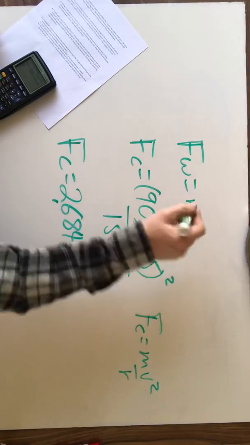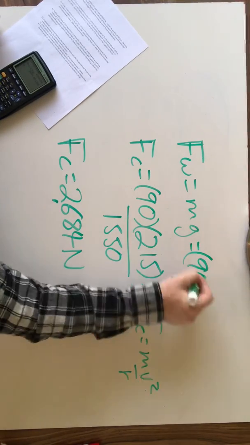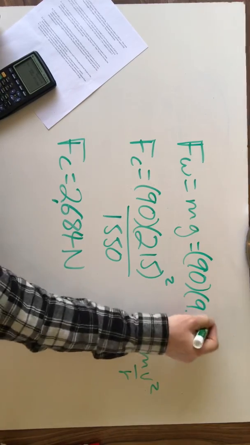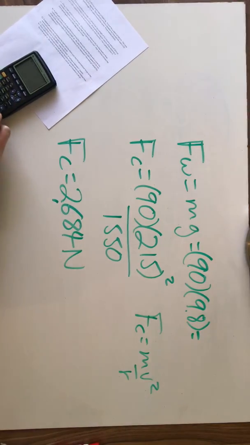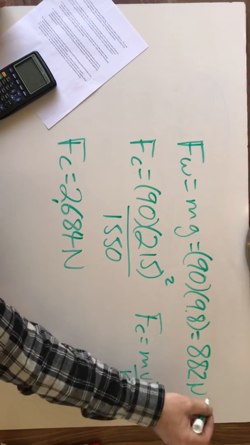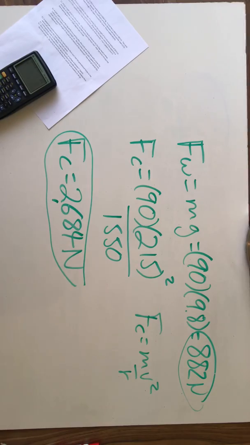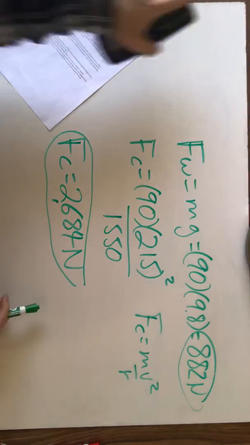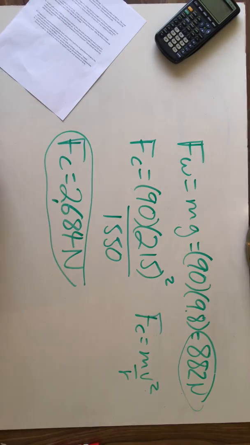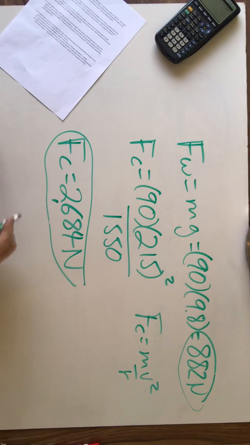That gives 2684 newtons. The weight of the pilot is going to be 90 times 9.8, so 90 times 9.8 is 882 newtons. So that's what the pilot weighs, and 2684 is what the pilot is experiencing. What it means by apparent weight is this is what the pilot would feel. So the pilot's going to feel heavier than what they really weigh. That's the apparent weight, because that's the answer to the question. But how many G's would this be?